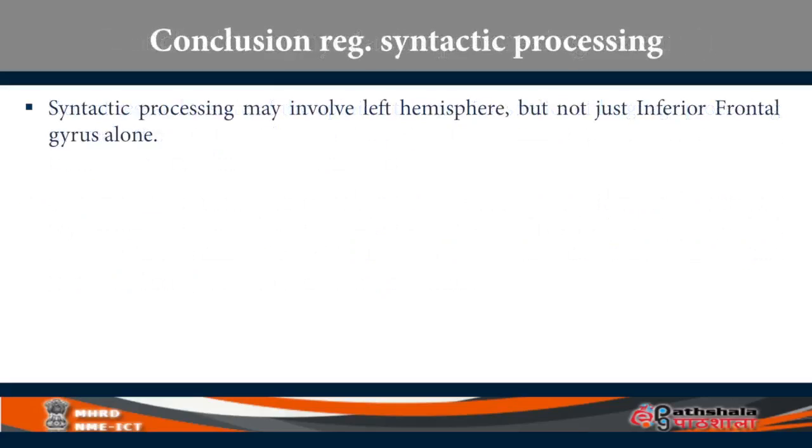So ultimately, what is the conclusion about syntactic processing by the brain? Syntactic processing may involve the left hemisphere, alright. That is, earlier also they were saying the left hemisphere is very important for syntactic processing. Yes, it may involve it, but there is no way we can conclude that only the frontal lobe, and that too only Broca's area, is in charge of syntactic processing. That is not correct. The networks are much wider than what was thought earlier. And secondly, syntactic processing is engaging the left middle temporal gyrus.